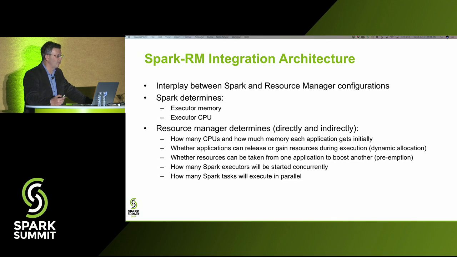Whenever an application can release or gain resources, that's dynamic allocation, and also whether the resources can be taken, and when, from one application to another, according to scheduling policy and priority and so on, to boost other applications. That's what we call preemption. It also defines how many executors will start concurrently, how many tasks will be executed in parallel, and so on. So it's all the resource manager defining.